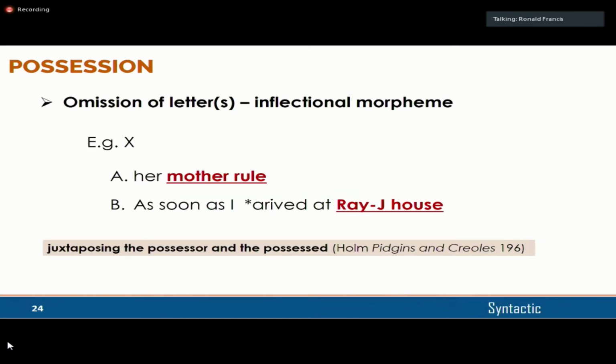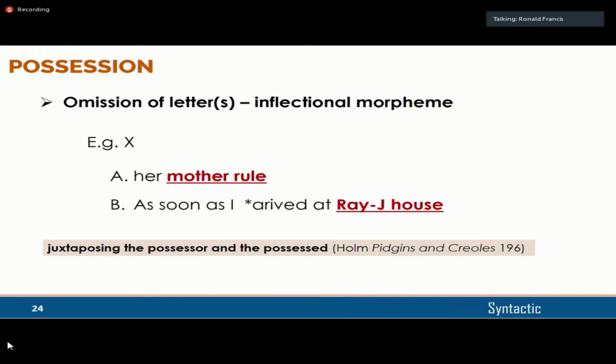It has more implications for syntax here, for example, in terms of possession. So you have the omission of the apostrophe S, the clitic apostrophe S. And we know that in Creole languages, what you do is that you juxtapose the possessor and the possessed in order to indicate possession. So "her mother rule," so because she was still under her mother rule, she should have listened, or "as soon as I arrived at Ray J house" instead of Ray J's house, for example.